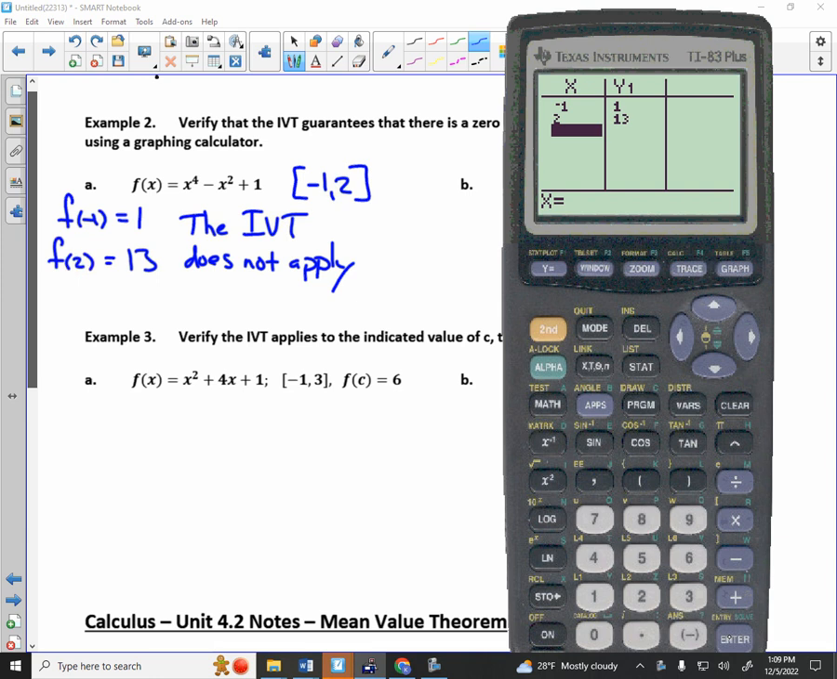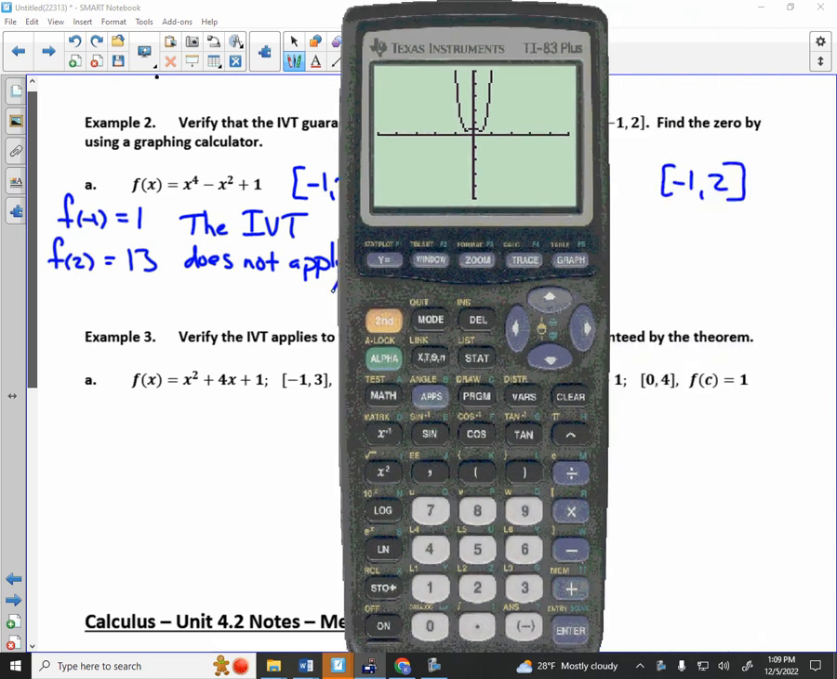What could I do to see if there is a 0? Yeah, I could look at my graph. I could check it out. And it doesn't cross the x-axis, does it? It doesn't. Okay. Everybody see that? All right. Let's try the next one.